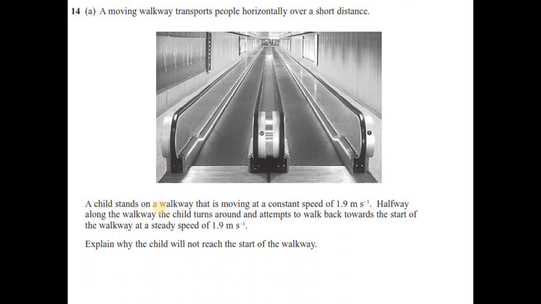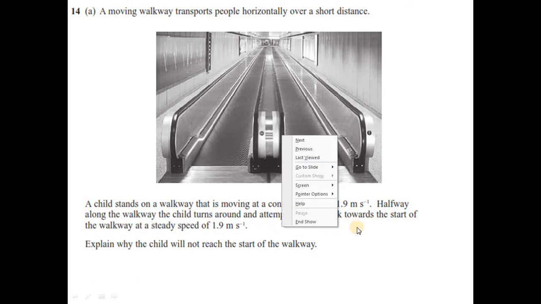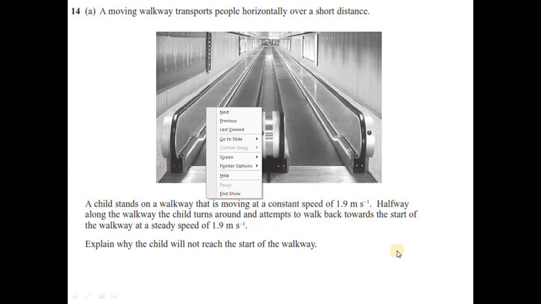A moving walkway transports people horizontally over a short distance. A child stands on a walkway that is moving at a constant speed of 1.9 meters per second. Halfway along the walkway, the child turns around and attempts to walk backward to the start of the walkway at a steady speed of 1.9 meters per second. Explain why the child will not reach the start of the walkway.